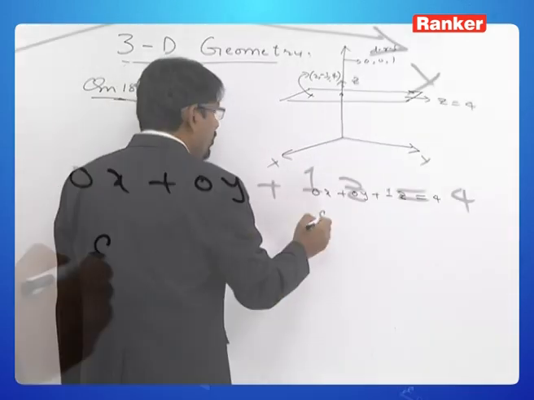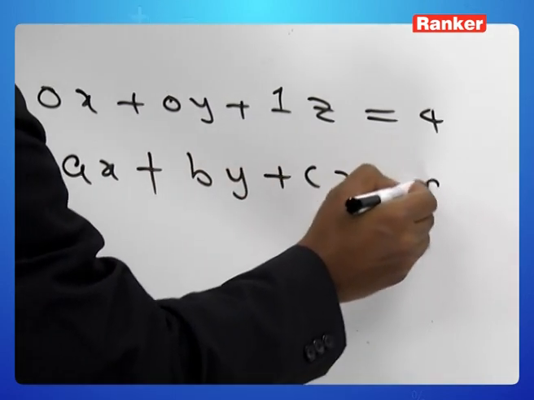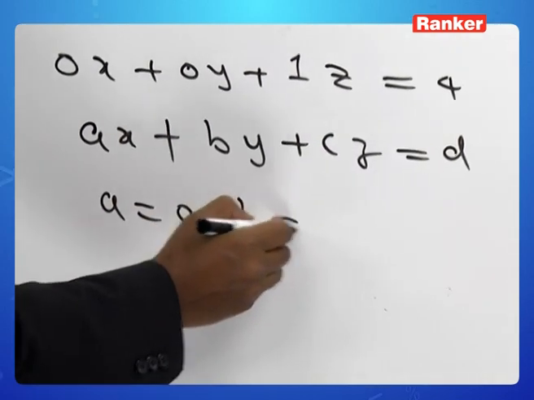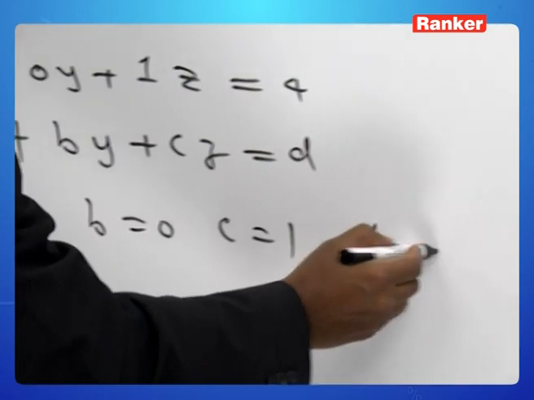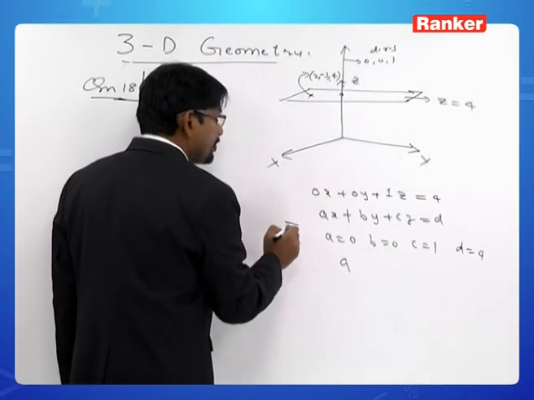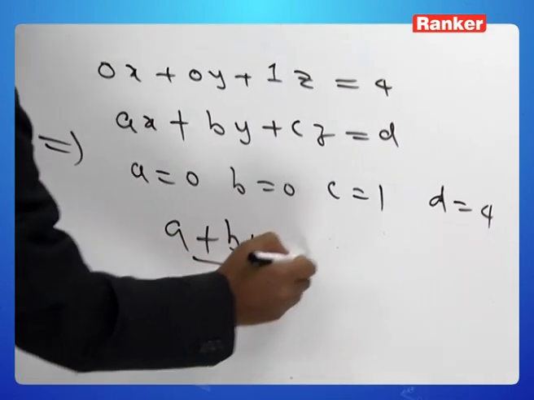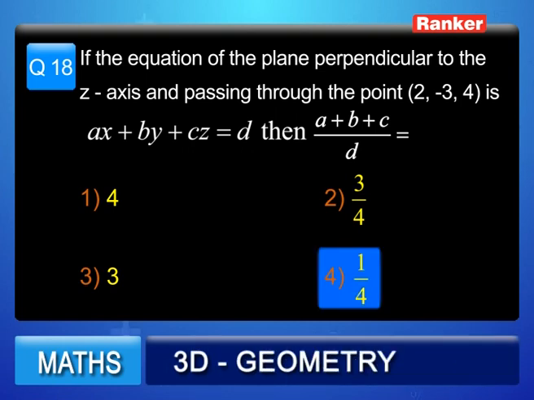So we can rewrite the plane as 0x plus 0y plus 1z is equal to 4. So comparing with what is given, ax plus by plus cz is equal to d, a happens to be 0, b happens to be 0, c happens to be 1 and d happens to be 4. So clearly a plus c by d is equal to 1 by 4. The right option is 4, fourth option.